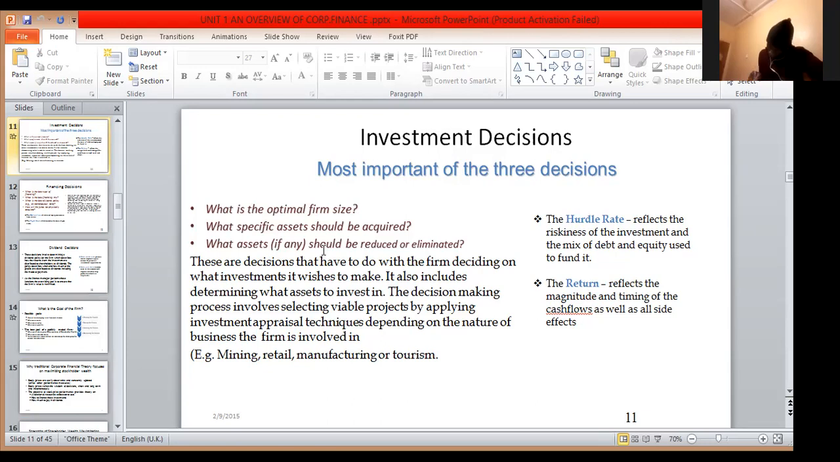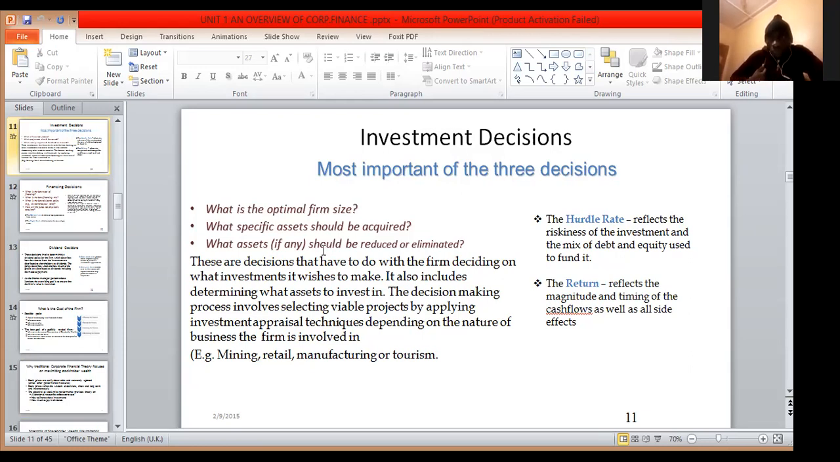So, investment decisions, we are identifying it as the most important of the 3 decisions. Of these 3 decisions, the most important decision is the investment decision. Now, there are issues that we need to consider when making an investment decision.